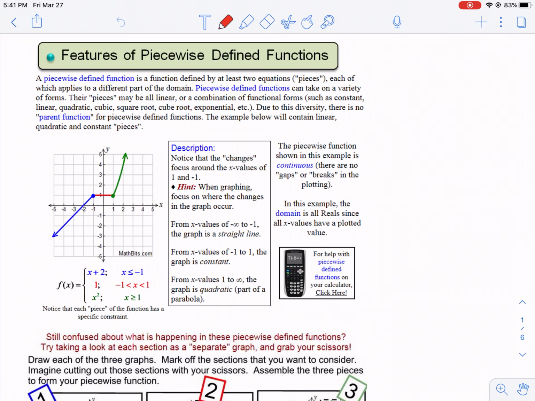Algebra 1, Unit 8, Day 1. This unit is all about miscellaneous functions and things that you can do with functions, mainly transformations.